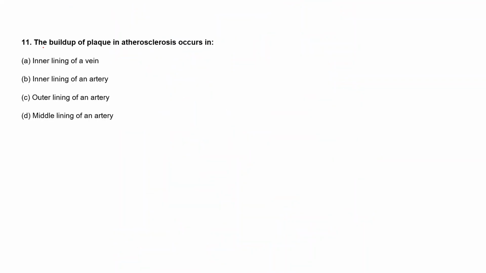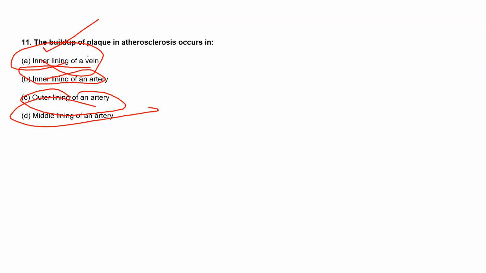Moving to the next question: the buildup of plaque in arteriosclerosis occurs in option A, inner lining of a vein; option B, inner lining of an artery; option C, outer lining of an artery; and option D, middle lining of an artery.